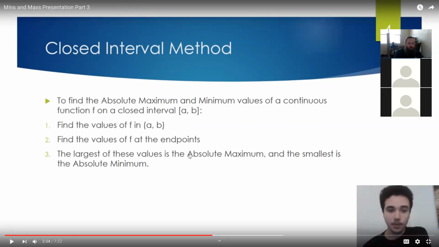The largest of all of those will be your absolute max, and the smallest of all of those will be your absolute min. This is kind of the method that goes along with the extreme value theorem. The extreme value theorem says any continuous function on a closed bounded interval must have an absolute max and must have an absolute min. This is how you locate that absolute max and absolute min. First, you find the critical numbers. Then you evaluate f at each of those critical numbers. Write down those y values. Then you evaluate f at the endpoints. Write down those numbers. The largest of all of those is your absolute max. The smallest of all of those is your absolute min.